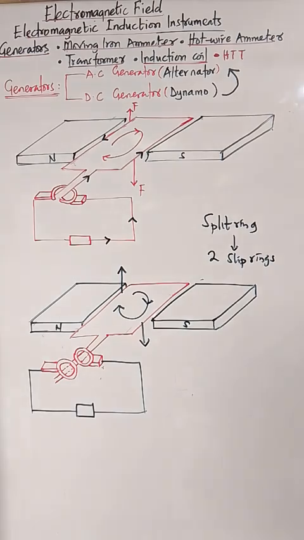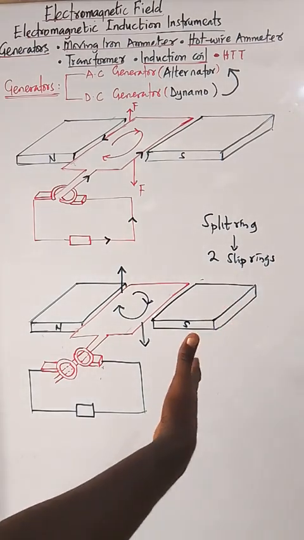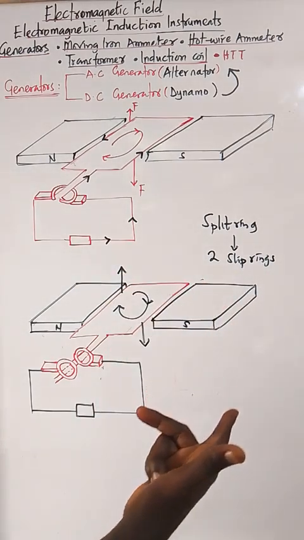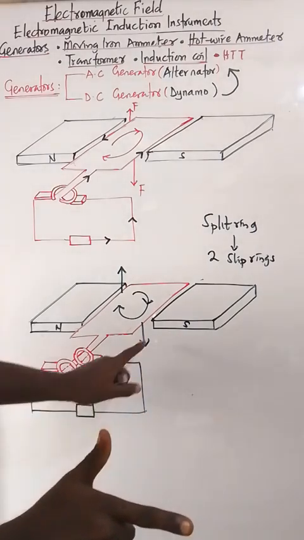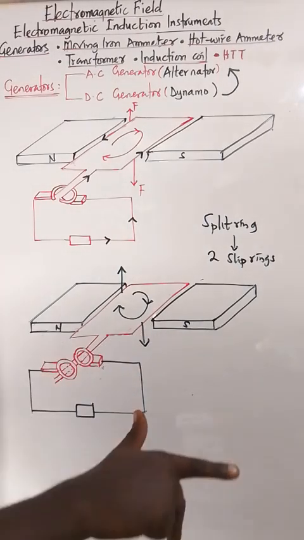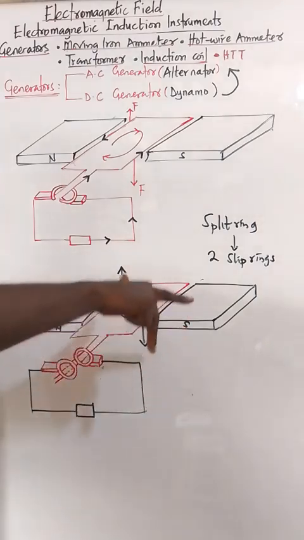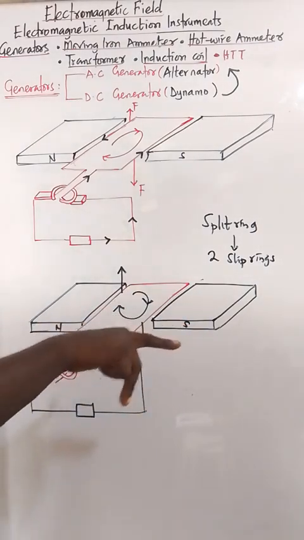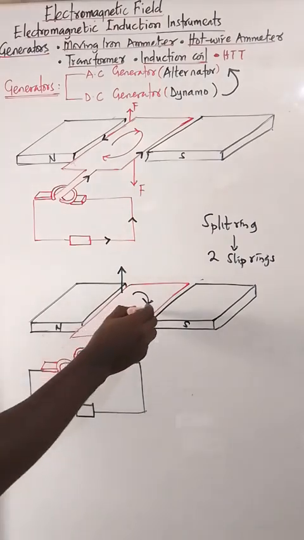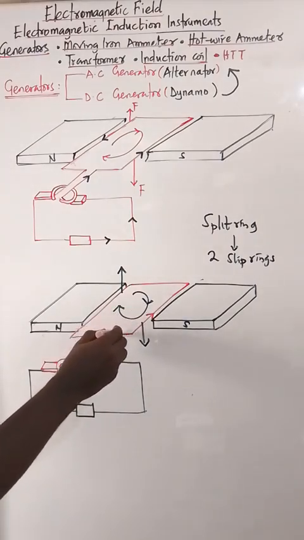So let me use the right hand rule now. Field, north to south. They will focus on this side. This side, the current is down. Current is down, field is this way. The thumb points inward. So meaning the current has to enter inward. This is the direction of current.